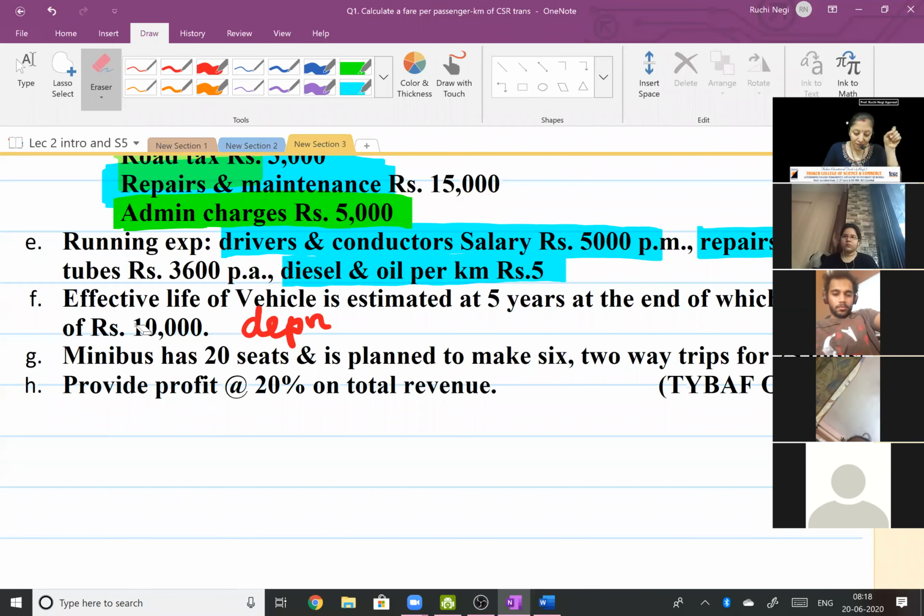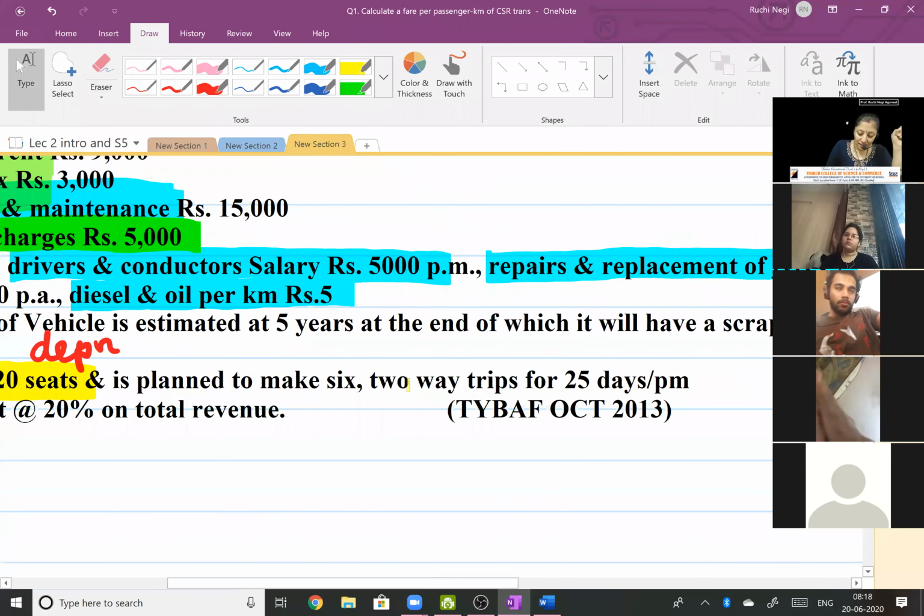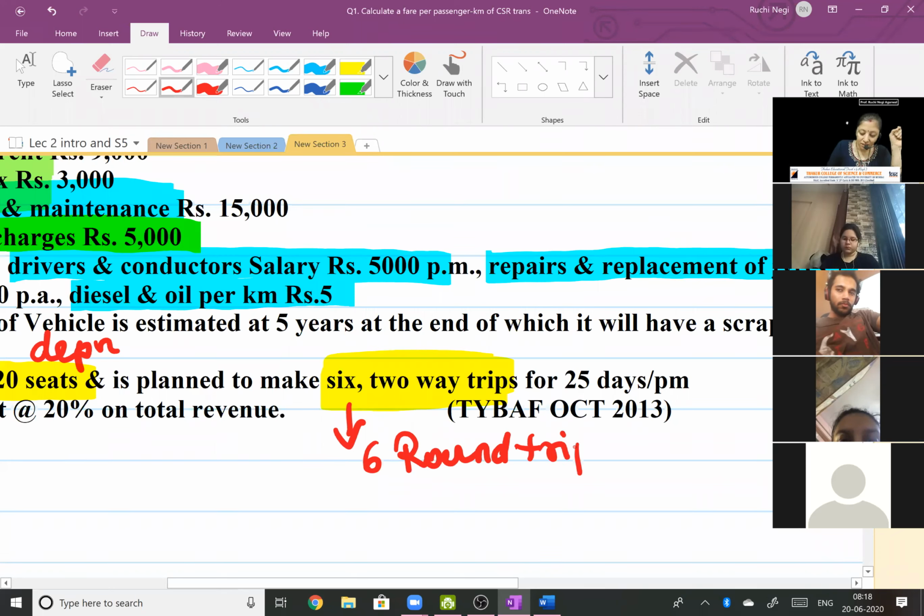Next, minibus has 20 seats. This information is given so that we can calculate running kilometers. It has 20 seats and it plans to make 6 two-way trips. 6 two-way trips means 6 round trips. I have been telling you since the last 2 lectures, two-way journey means it's a round trip. You're going and you're coming back. It's a return journey. So 6 two-way trips.